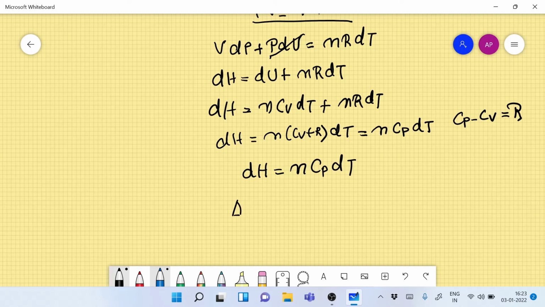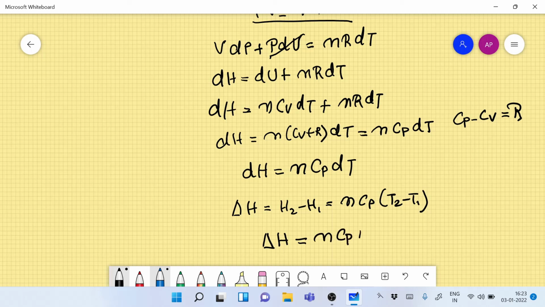Integrating this equation, we get delta H, which is nothing but H2 minus H1, is equal to n into Cp into T2 minus T1. Or for an ideal gas undergoing a constant volume process, the change in enthalpy is delta H, which is nothing but n into Cp into delta T. Now, this is the equation for the change in the enthalpy.